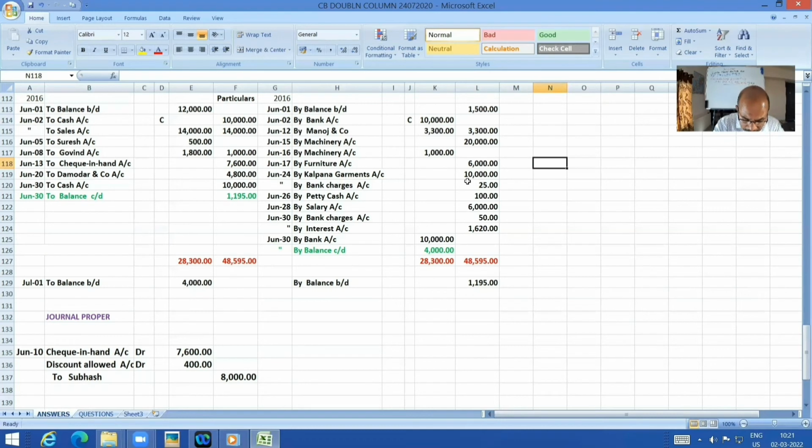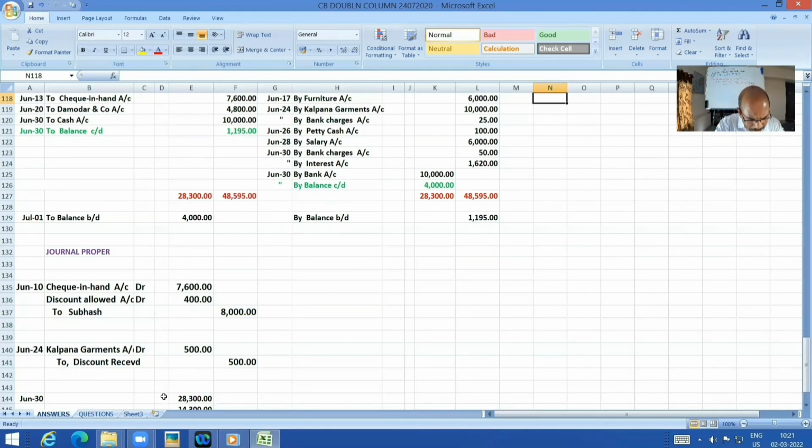Now, why have they mentioned that the account of Kalpana Garments is fully settled? Let us go back where they have mentioned Kalpana Garments, 10,500. Fine. So I'll make yet another entry through my journal proper, discount allowed account debtor.